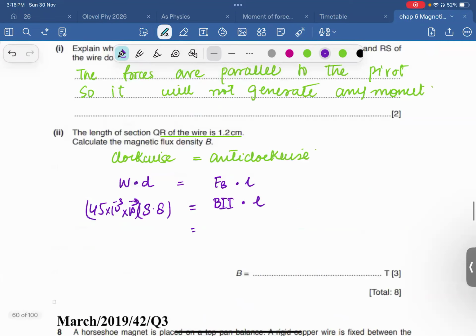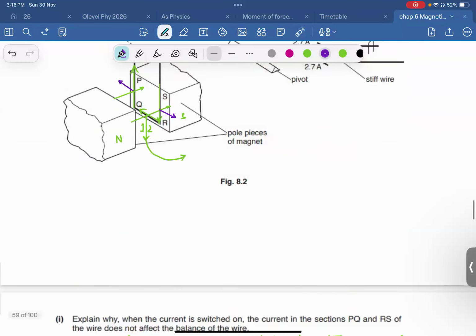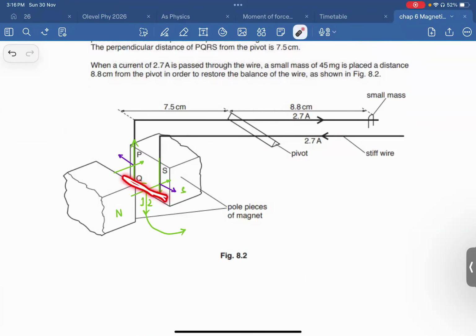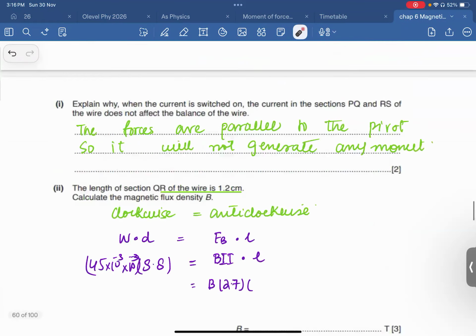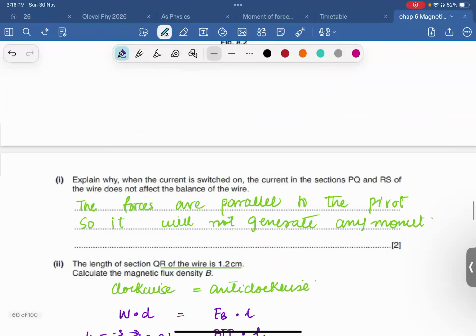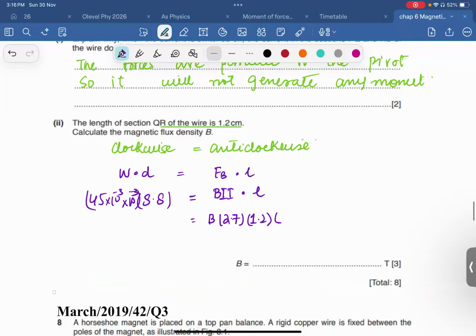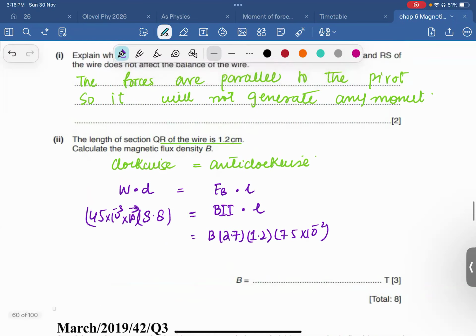What they're asking is B, so B is unknown. The current is 2.7 amps. Over here you have to consider this length, because this is the only length in the magnetic field, which is 1.2. The other length, which should be perpendicular to the pivot, is 7.5. By the way, we have to convert the centimeters into meters as well, exponent -2.